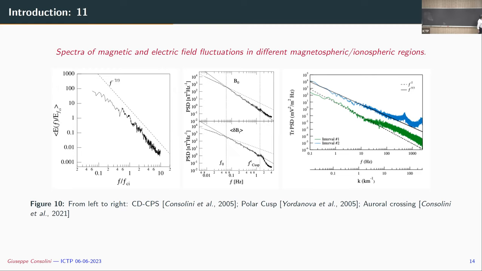In this case, these are more than two orders of magnitude. Then you have nearly four orders of magnitude. Here we cannot go in this part because the time interval is short. But so turbulence is essentially a constitutive element of the dynamics of both ionospheric and magnetospheric plasmas.